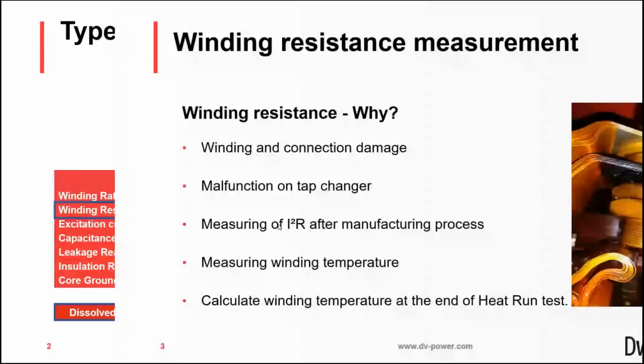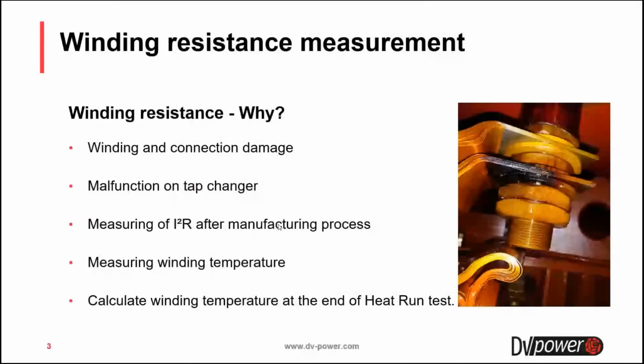Winding resistance measurements. Why do we do winding resistance measurements? We do it for finding winding and connection damages, partial or dead short circuit turns, broken strands, and malfunction of the tap changer. We all know that the tap changer is the only moving part on the transformer.